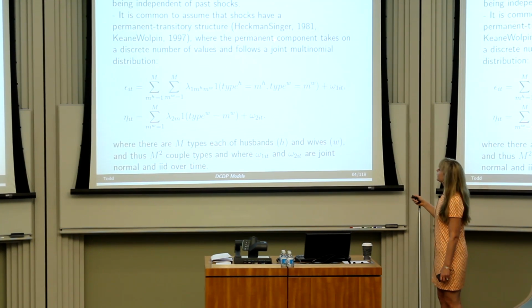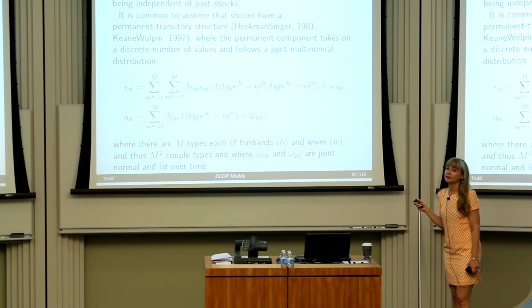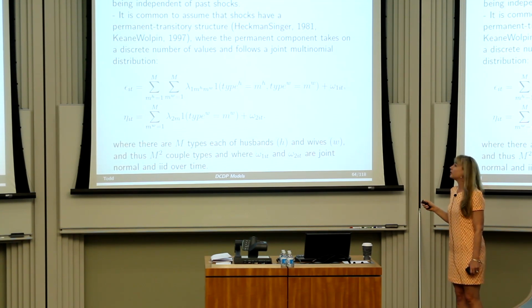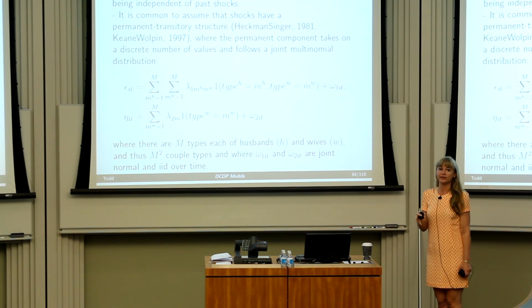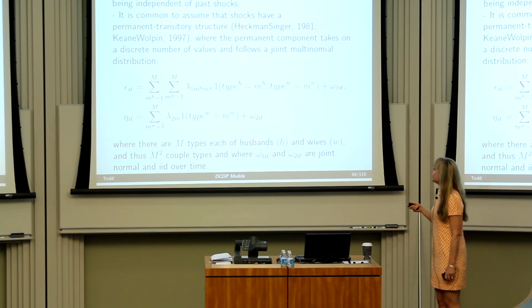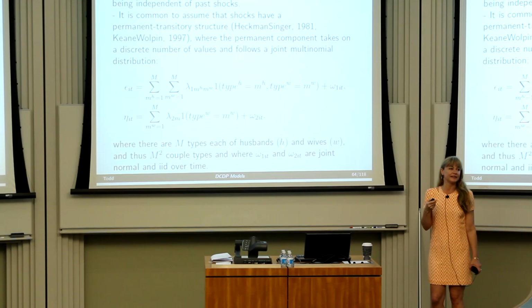Normally, the way people do this is using an idea that first came from Heckman and Singer in 1981. Do you remember this paper? Do they still teach Heckman and Singer? This was a famous paper when I was in grad school. It was on duration models, where they introduced permanent unobserved heterogeneity in the form of discrete types. It's kind of analogous to the fixed effect assumption.